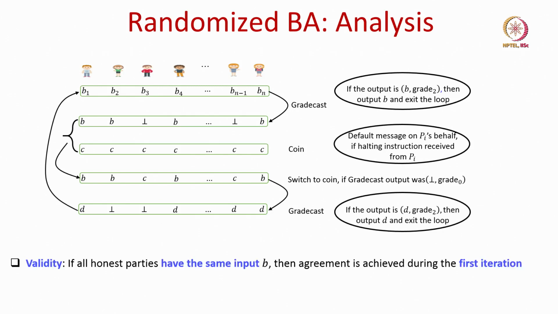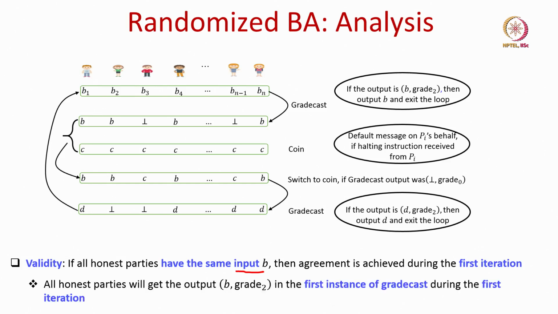So, the validity property is very simple to prove. We can very easily prove that if all the honest parties have the same input bit B, then the agreement is achieved during the first iteration itself. This is because from the first invocation of Gradecast, everyone will obtain the output B with the highest grade, and they will send a halting instruction and then exit the loop. That is all.